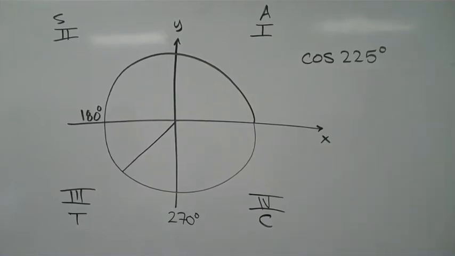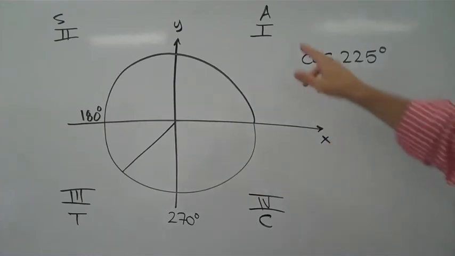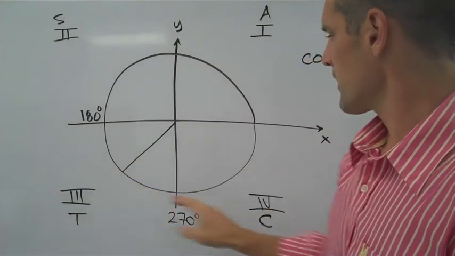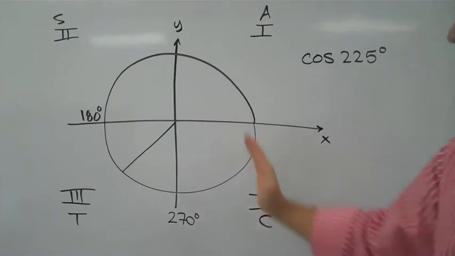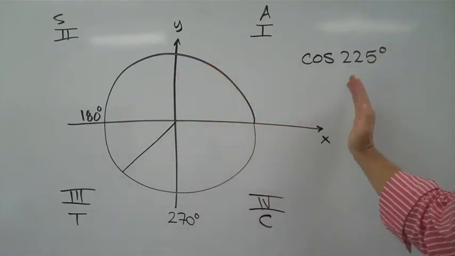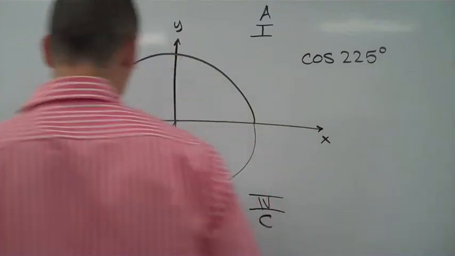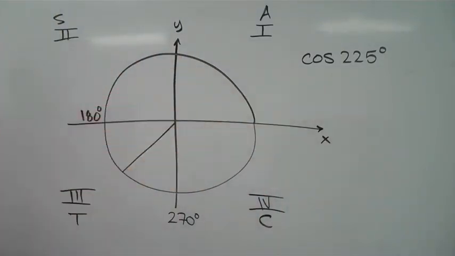Cosine and the unit circle. If I'm asked to find cosine of 225 degrees, again I can relate it to the unit circle. All students take calculus. So cosine is like the x. The x is positive to the right and negative to the left. If I have 225, I can relate that to, I have 180 over here and 270 down here.